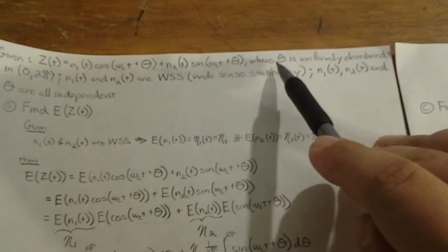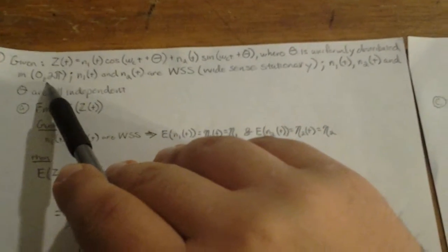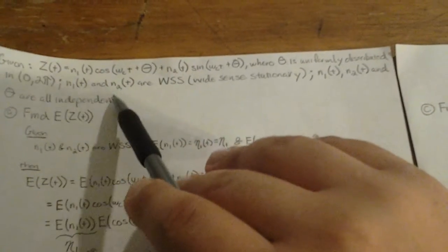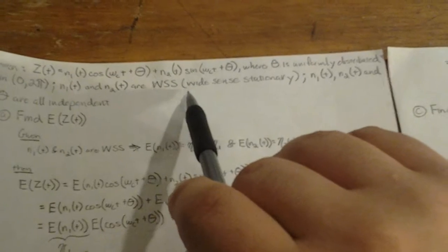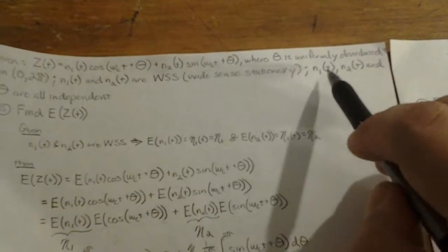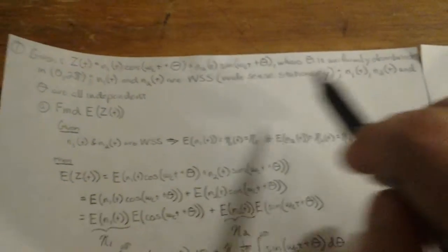We are told that theta is uniformly distributed within the region from 0 to 2 pi, so all around the circle. We are also told that the two n functions are wide sense stationary, or WSS. Finally, we're told that the two n functions and theta are all independent of one another. Problem 7 has two parts.